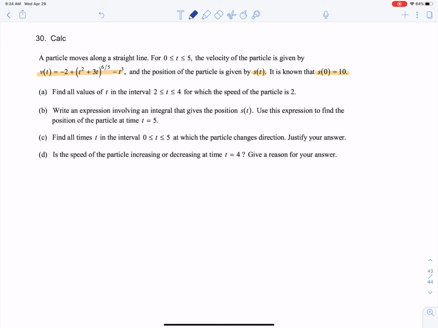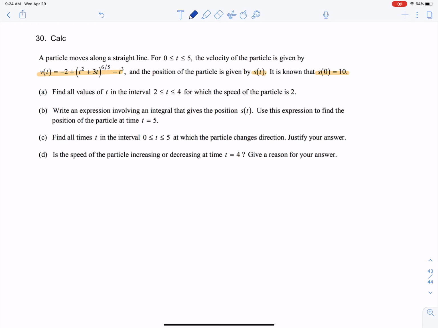Okay, so just again, please note, the position is s of t. If we take the derivative of s of t, right, we get a velocity, which is given by v of t. And we are also told the initial condition is the point (0, 10). Because 10 is positive, it means it's 10 to the right.